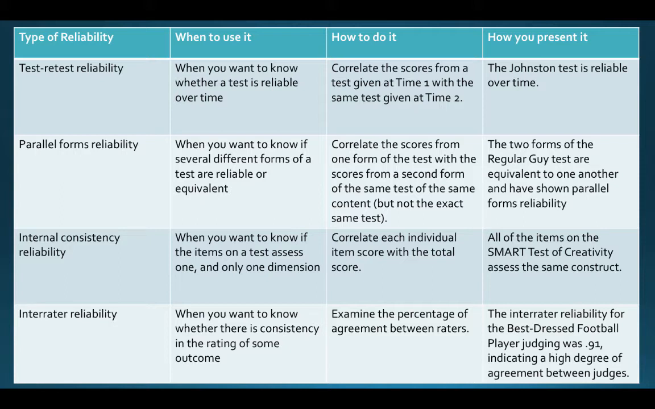Parallel forms reliability is when you want to know if several different forms of a test are reliable or equivalent. There, you correlate the scores from one form of the test to the scores from the second form. Think about concussion, and you have SAC test A and SAC test B. Are those showing the same results? Are they reliably predicting whether or not you have a concussion? Internal consistency is when you want to know if the items on a test assess one and only one dimension as opposed to multiple dimensions. And inter-rater reliability is when two people are scoring the same test and you want to make sure they are both seeing the same things consistently.